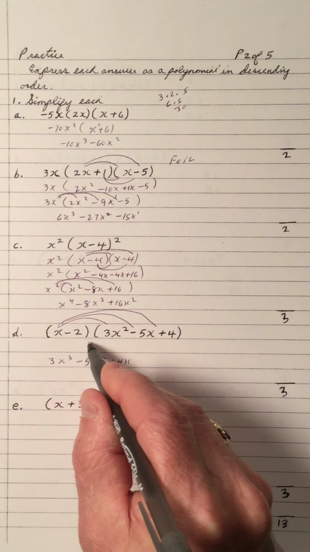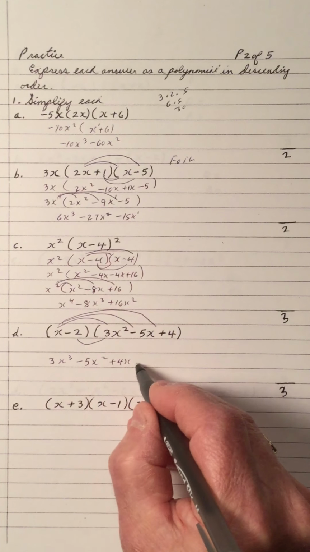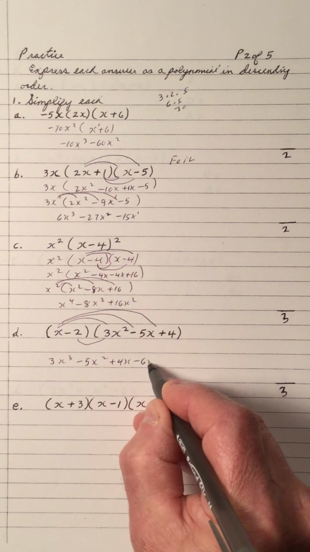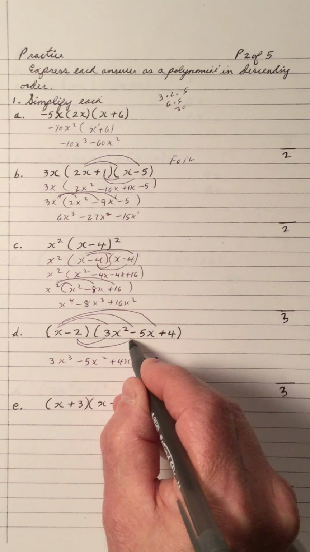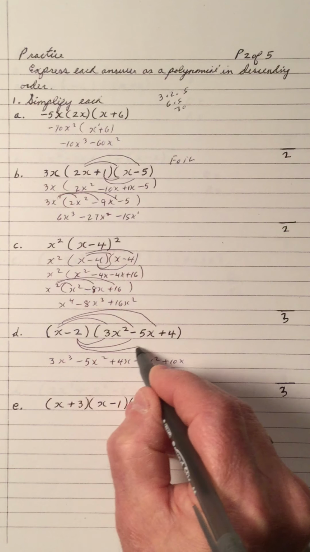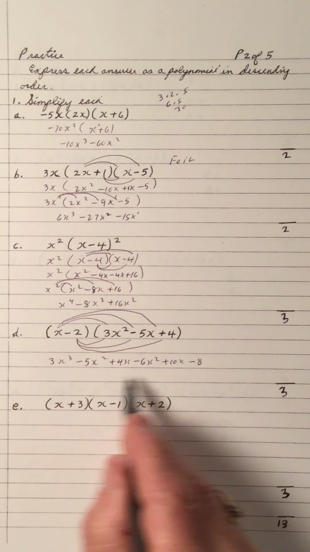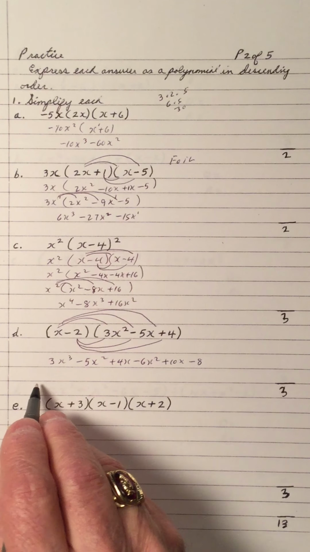Now I'll take the negative 2 and multiply by each of these to distribute it through. Negative 2 times 3x squared, negative 6x squared. Negative 2 times negative 5x, plus 10x. Negative 2 times plus 4, negative 8. So notice now I'm going to add these, but I'll put them in descending order.